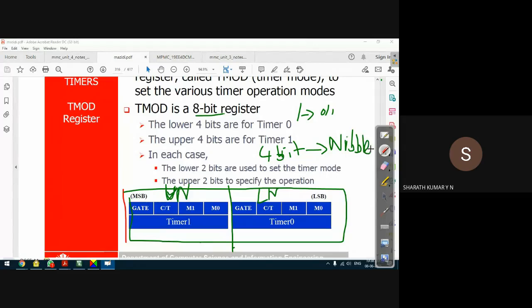8 bits is called a byte. 16 bits is called a word in some controllers. 32 bits is called a double word. Similarly, we have 64 bits, but in most controllers we don't find more than 16 bits, so these terms are not applicable for 8-bit microcontrollers.